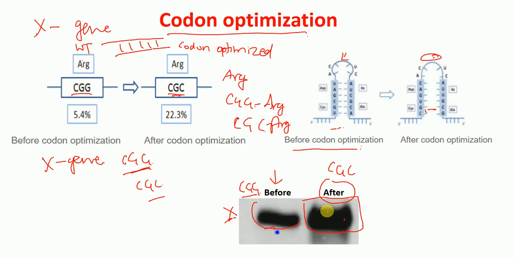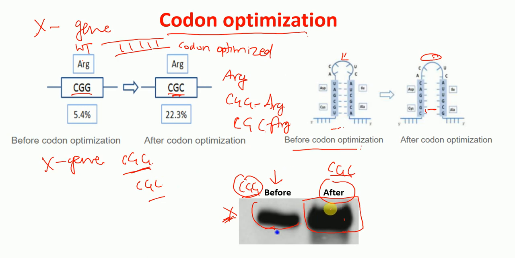So that's why it's a very, very important technique that scientists use in research. Okay, so I will explain it one more time. In the wild type condition, for the same gene X, when it had the wild type codon CGG, the expression level was low. But when the CGG codon was optimized with CGC, the expression level increased significantly for this X gene. So this is called codon optimization.